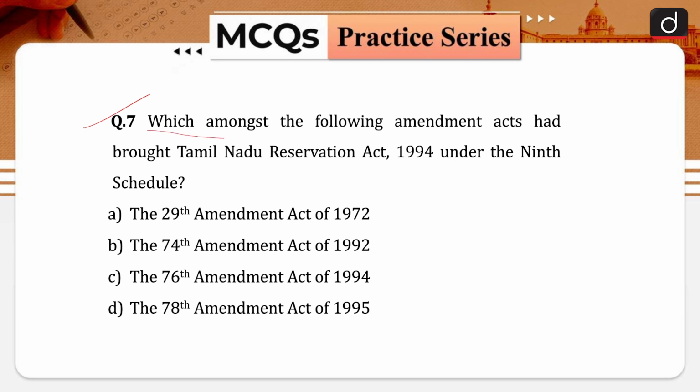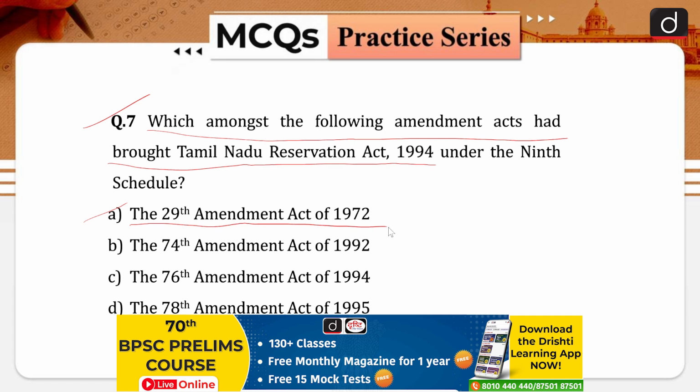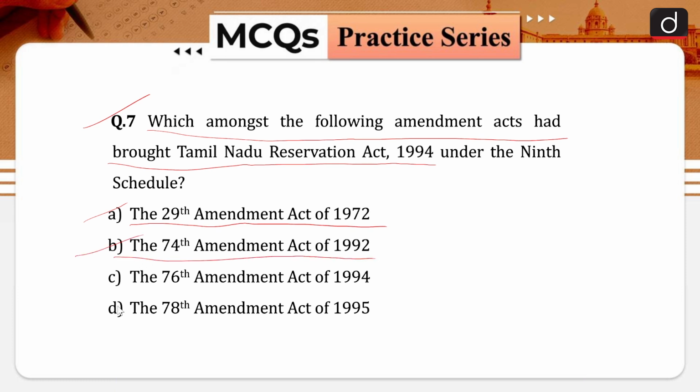So the question is, which amongst the following amendment acts had brought the Tamil Nadu Reservation Act of 1994 under the 9th Schedule? Okay. So your options are: option A is the 29th Amendment Act of 1972. Option B is the 74th Amendment Act of 1992. Option C is the 76th Amendment Act of 1994. And option D is the 78th Amendment Act of 1995. So your correct answer will be the 76th Amendment Act of 1994.